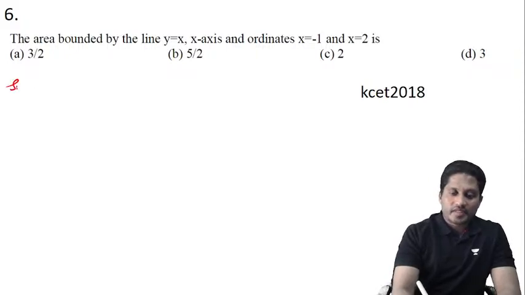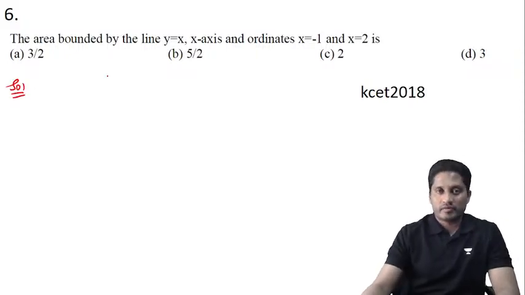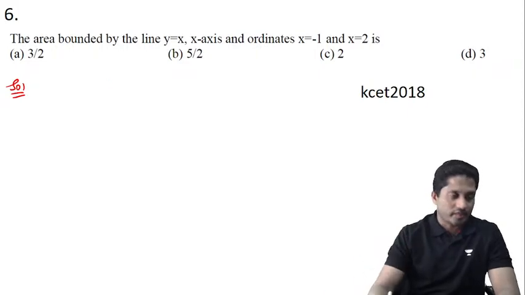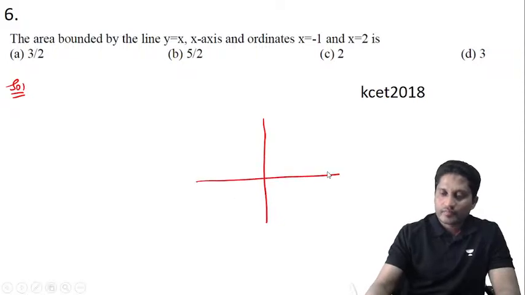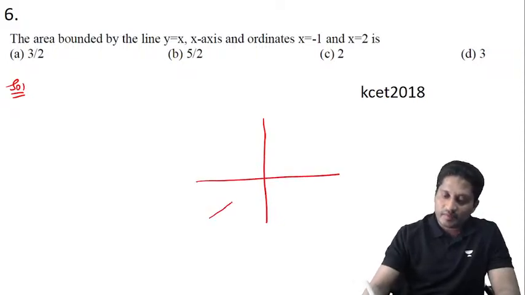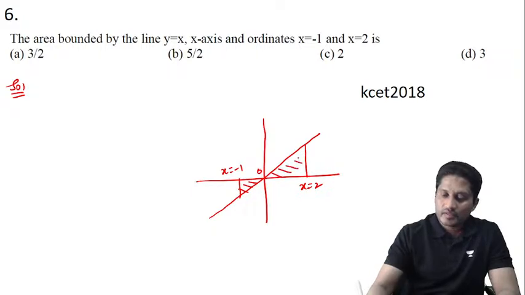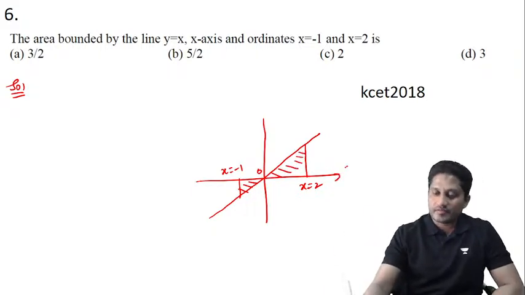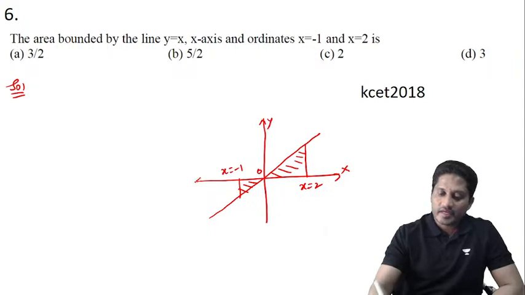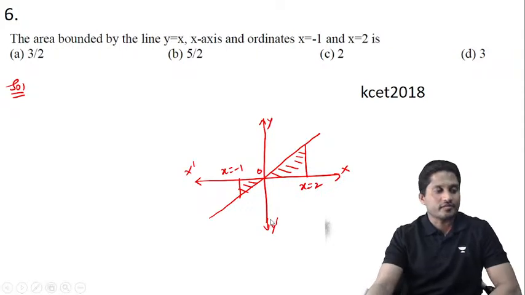Area bounded by the line y is equal to x, the x-axis, ordinates x equal to -1, x equal to 2. Now if I draw the graph, y is equal to x is a line which will pass through the origin. Okay, x is equal to -1 and x is equal to +2. So this is x is equal to 2 and x is equal to -1. This area I'm supposed to find out. Area above the x-axis will be positive. Area below the x-axis will be negative.